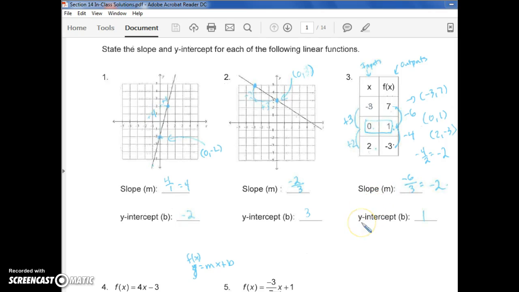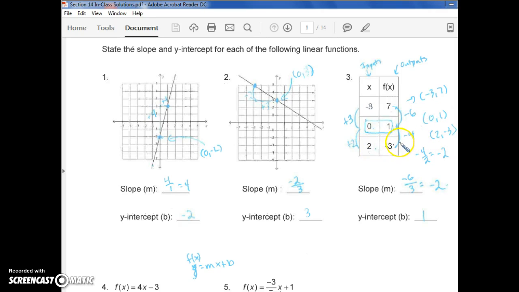Now a table is a little bit different, because in a table we don't have that visual representation of the function. We've got to actually look a little bit more at the data itself. The values on the left-hand side are inputs of the function, and the ones over here are the outputs of the function. We can start to think of these as ordered pairs. So -3 as an input and 7 as an output is really an ordered pair (-3, 7). The same thing here, (0, 1) and (2, -3).